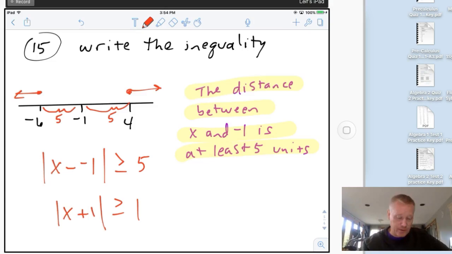And you can look at it this way too. Here's the spacing in between the numbers here. That's 5 units. It goes from -6 to 1, and it goes from -1 to 4, which is both 5 units. So there's your distance. That's at least 5 units. And this is the solution set up here that they gave you with the red arrows, okay? All right, so that's the first one. This is what I'm looking for, this right here. I want you to be able to write that from the number line graph.